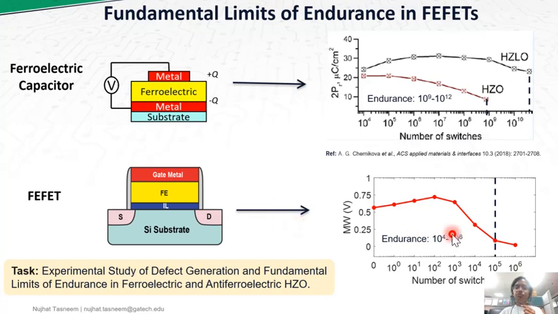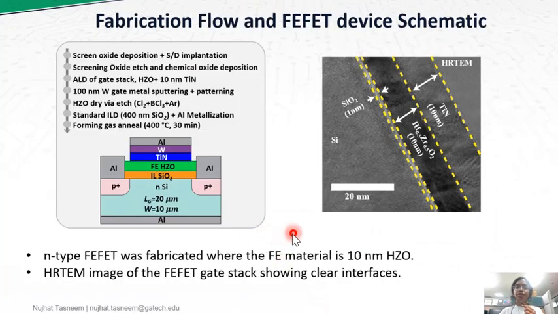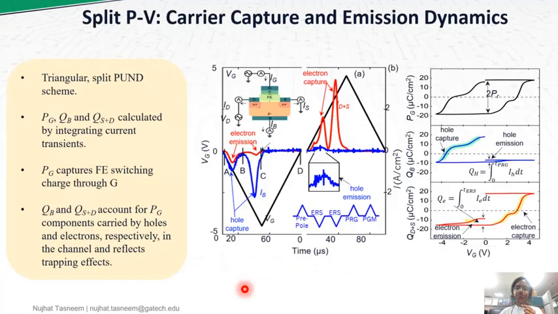This proves that ferroelectric polarization 2PR is not the only indicator of the FeFETs performance, and we need to understand the defect and trap dynamics during the cycling operation as well in order to optimize the ferroelectric FETs design to move towards better endurance, which is what our task is based on. First, we fabricate ferroelectric FETs with 10 nanometer hafnium zirconium oxide with the process flow shown here. The HRTEM image of the FeFET gate stack shows clear interfaces.